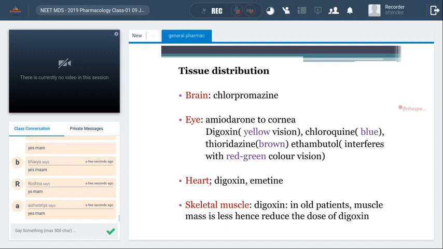Then you have skeletal muscle. Again, digoxin also gets deposited in the skeletal muscle, particularly in old patients. Okay, so in old patients, because the muscle mass is less and digoxin gets deposited in the muscle, we usually tend to reduce the dose of digoxin. So digoxin gets deposited in 3 tissues: heart, eye, and skeletal muscle. Eye is more important for you. Please go through that.